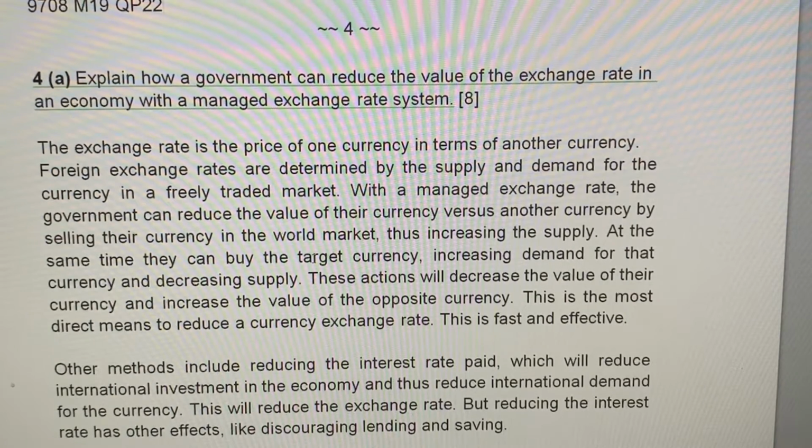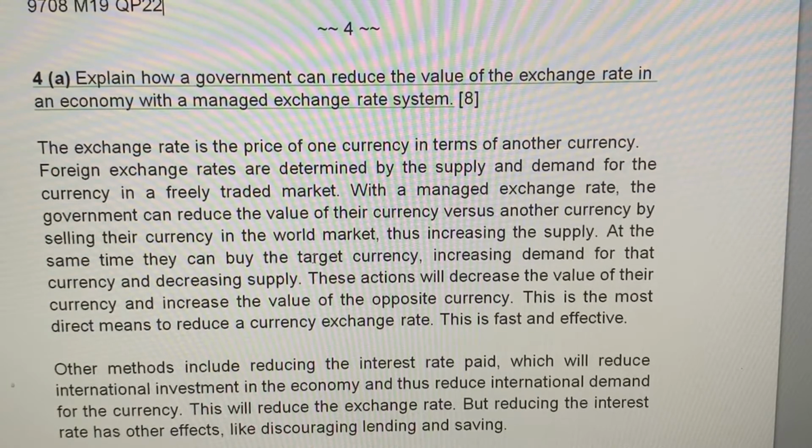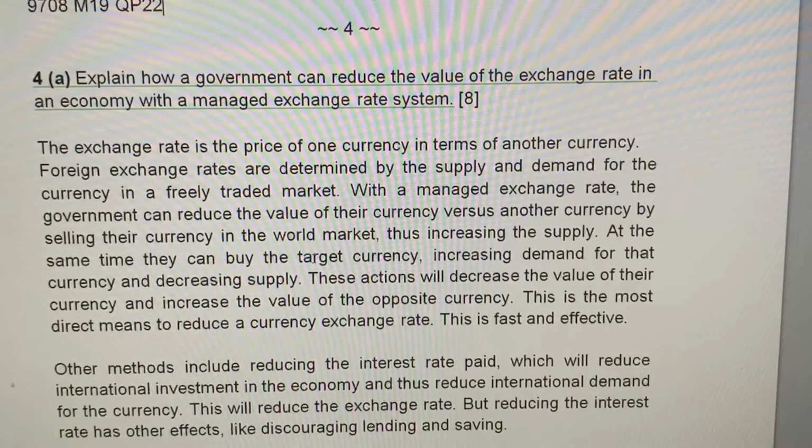True, but reducing the interest rate has other effects like discouraging lending and saving. Well, but it will increase investment. I didn't say that. Is that a good answer? They said explain how, so I explained how.